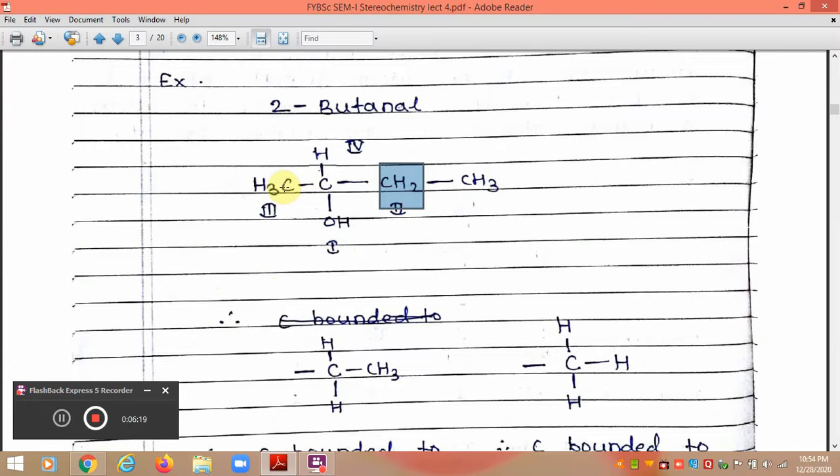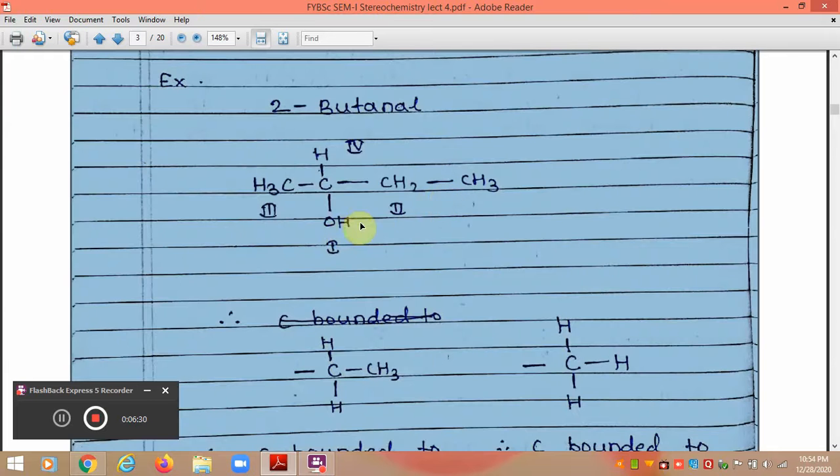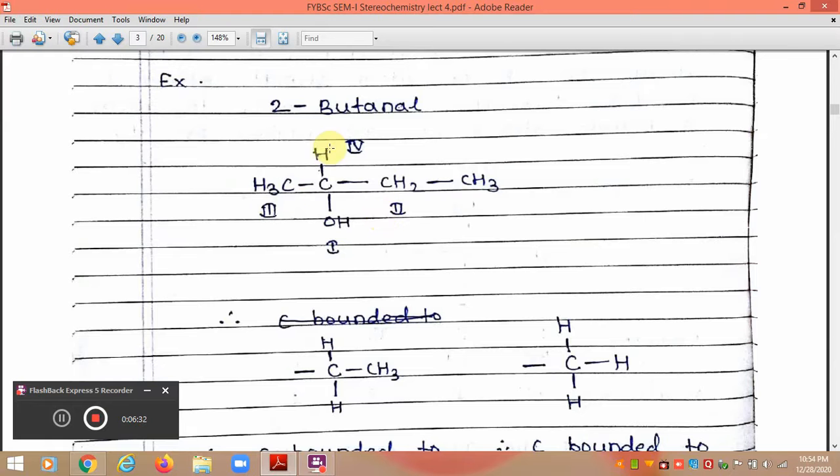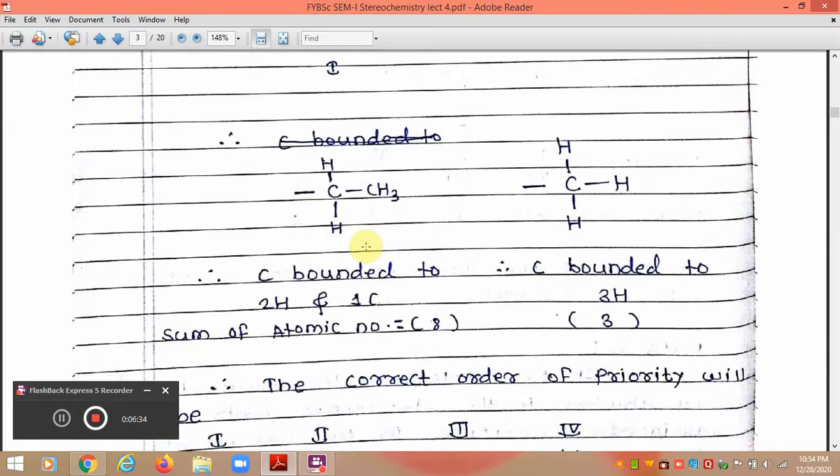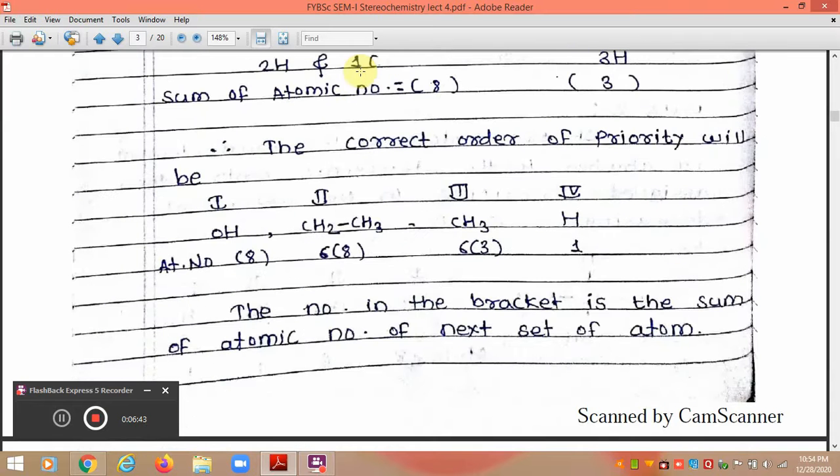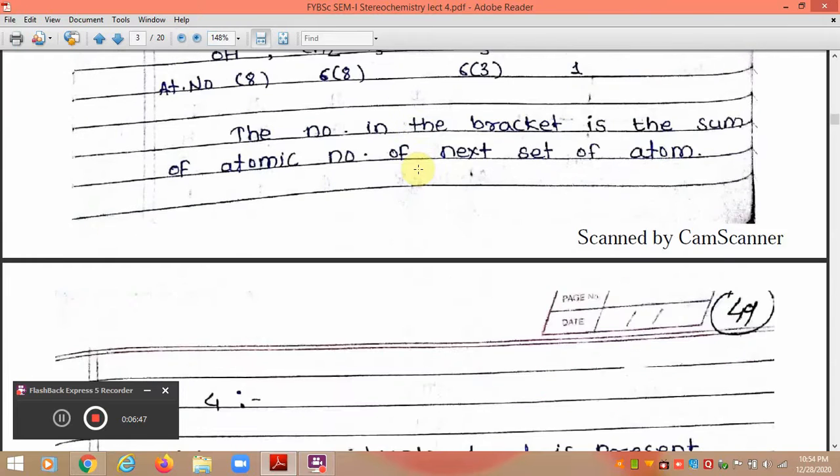We see here this carbon is attached to 3 hydrogens, but this carbon is attached to 2 hydrogens and 1 carbon, and this carbon has the atomic number 6, so this carbon will get the highest priority. So this is first, second, third, and this is the fourth. This is the way by which we are able to assign priority to different groups attached to the asymmetric carbon or the stereogenic center. So this is the example that explains rule number 3.